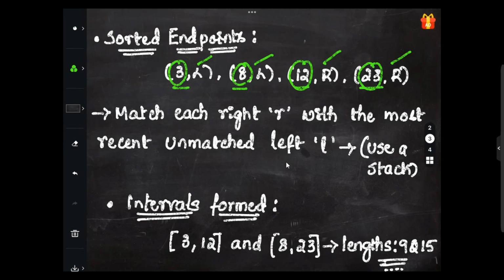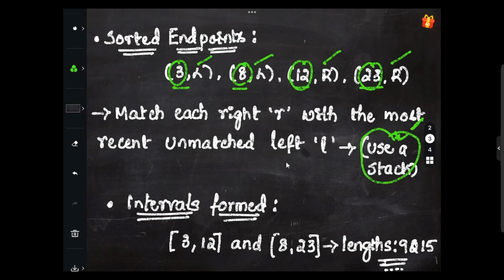Now we have to match each right with the most recent unmatched left. For that we'll be making use of the stack. You can solve the problem without making use of the stack as well, but when we make use of the stack, it is much easier for us to understand the approach, and the approach will be clean in simple terms. So that is the reason I have made use of the stack here. We will match each right with the most recent unmatched left.